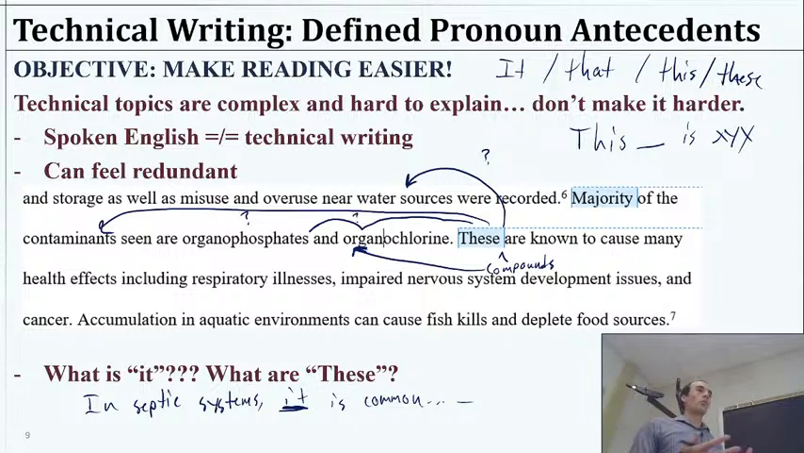There's some assumptions or some unspoken things there. So when we say it is common, I think what we're actually referring to is the common practice is. So this is an informal speech pattern, and thank you for bringing this up, because it's actually not being used as a pronoun, because it is not referring to septic systems. You're pointing that out.